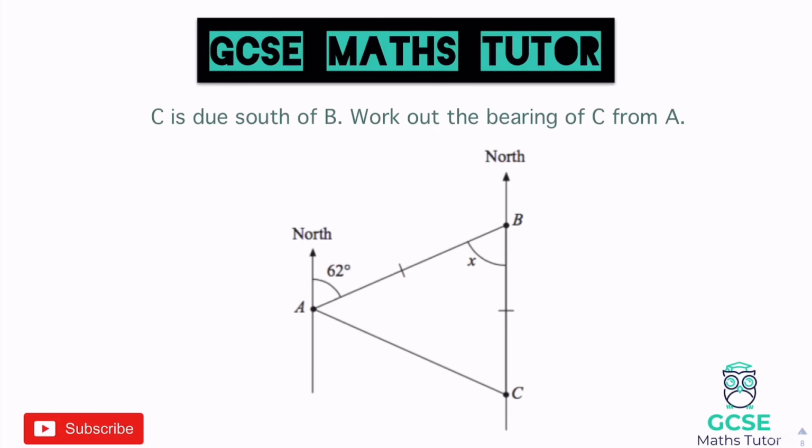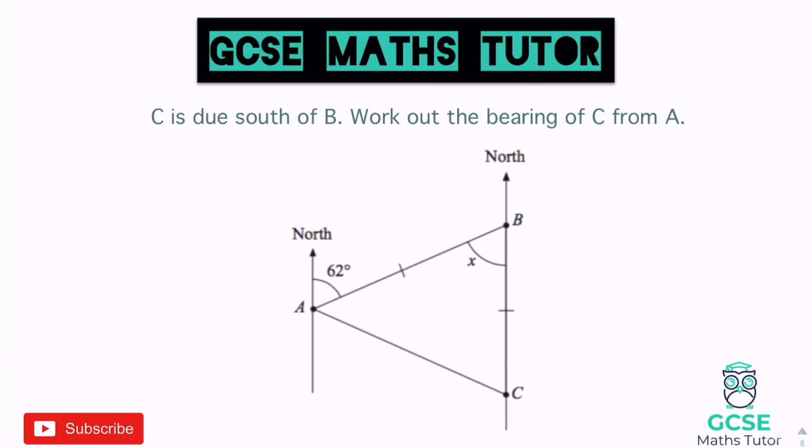So if it said something was due east of B, that would be a straight line going to the right here, and it would tell us that this is a right angle. So when it's saying it's due south, it's basically telling us that from here to here is 180 degrees. Okay, that's all that's telling us. So we'll get rid of that.